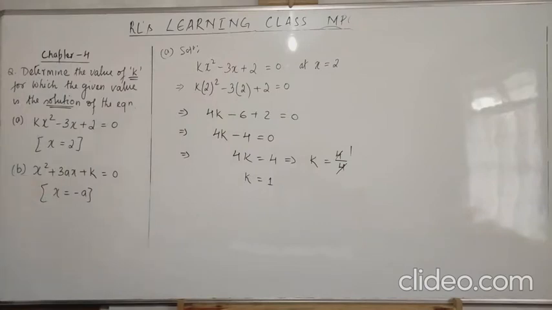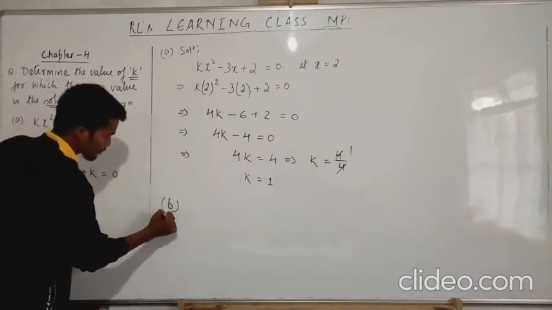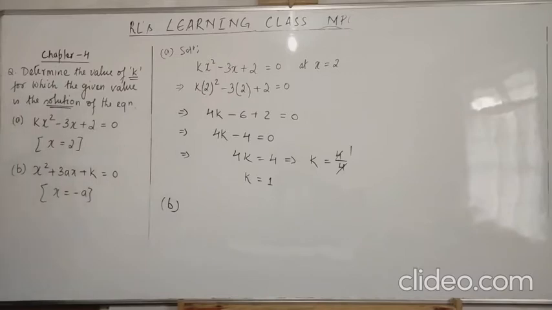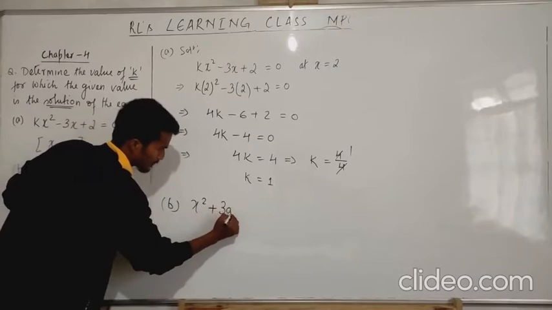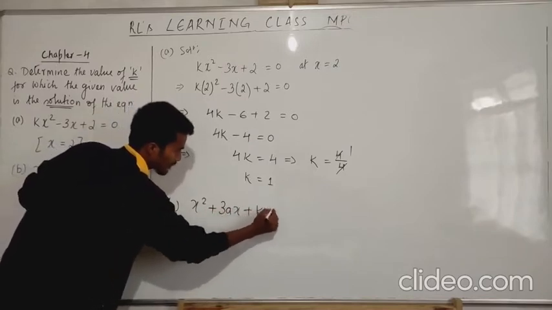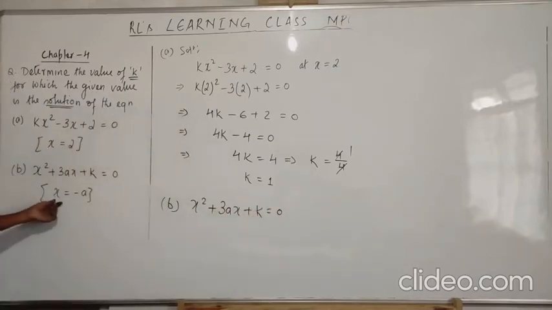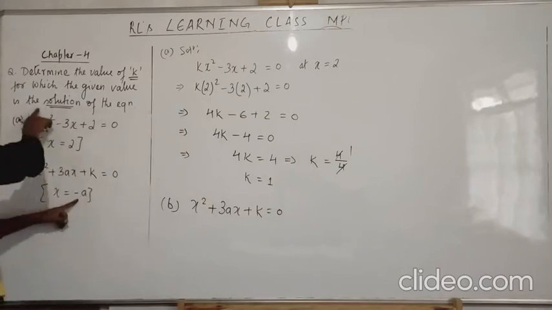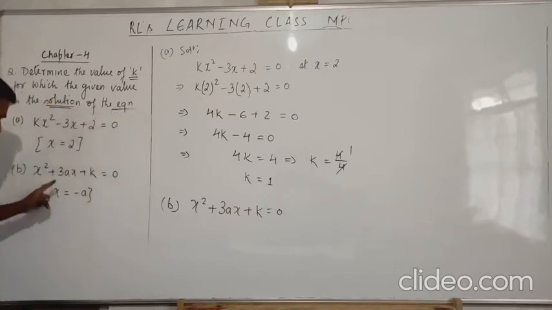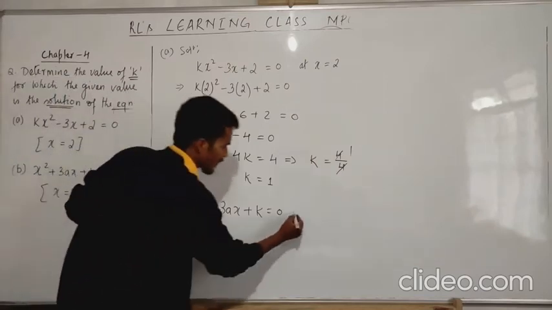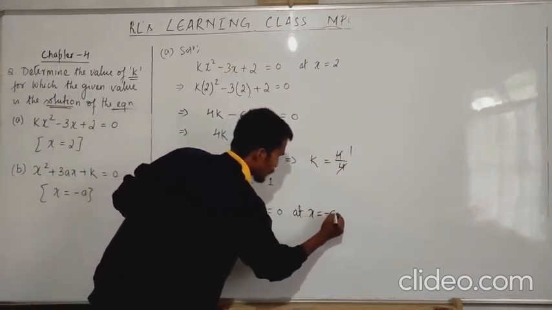Okay, let's look, the next question will be kx squared plus 3ax plus k, x squared plus 3ax plus k equal to 0. They give us the solution of this equation: minus a. They said minus a is the solution of the given equation. Then this is the equation, then this is the solution. Okay, then I'll put here x is equal to minus a.